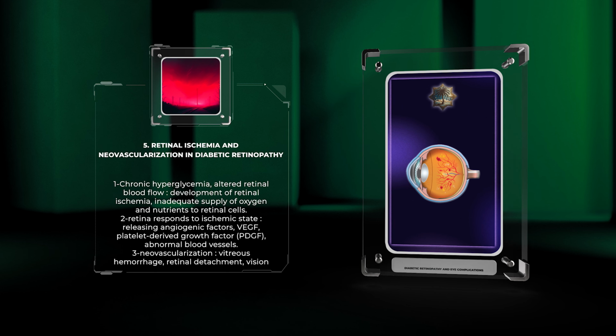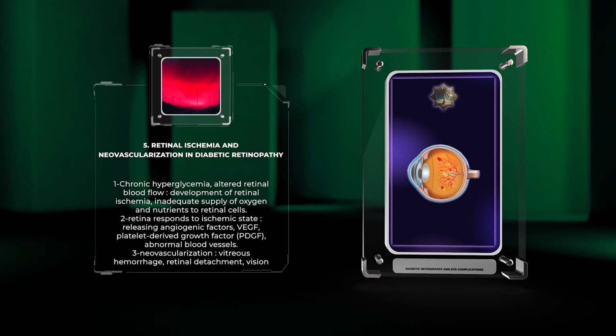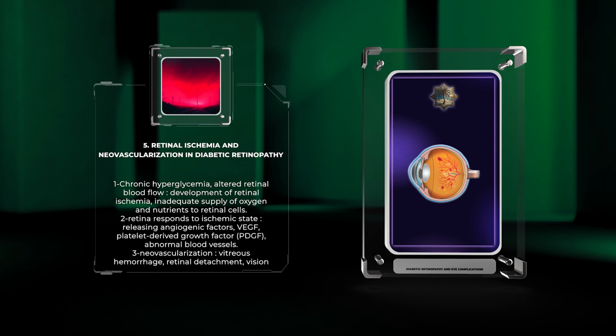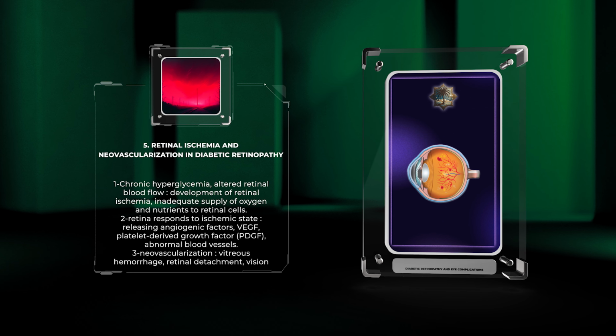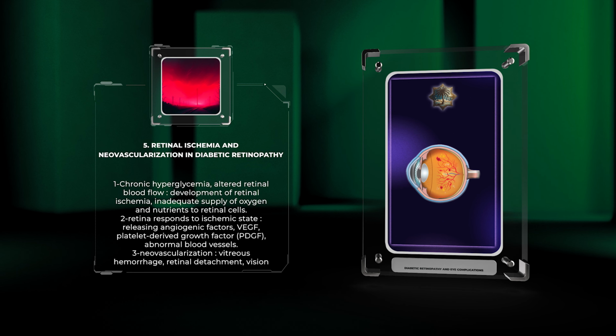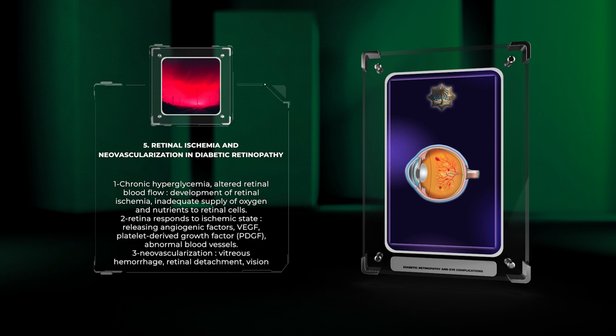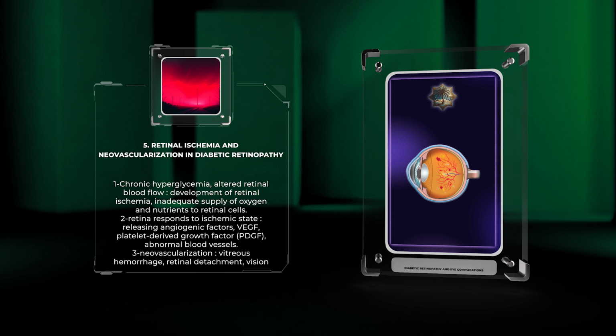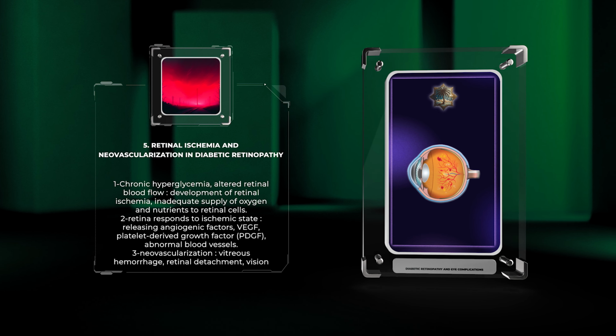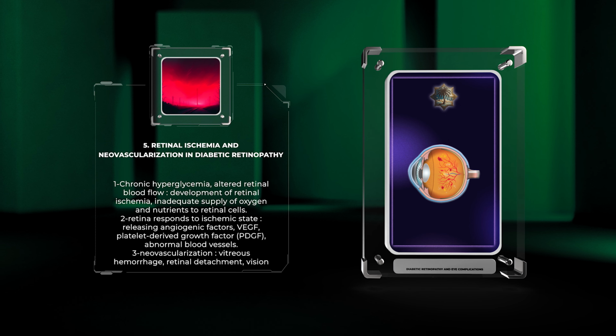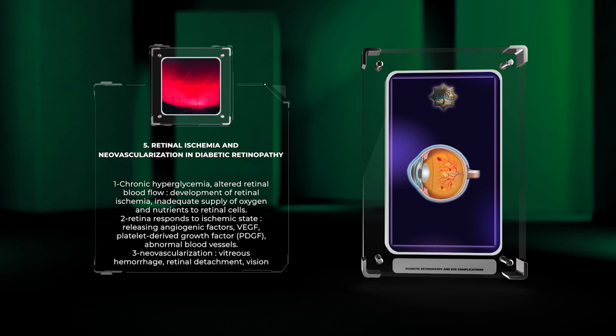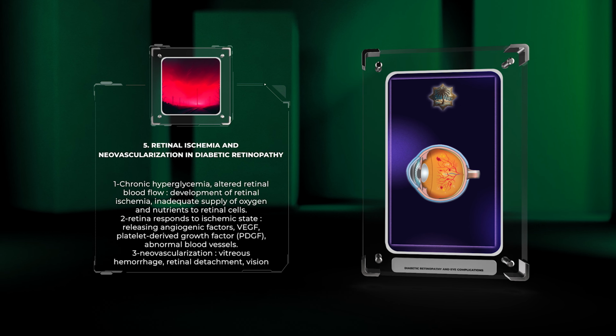Chronic hyperglycemia and altered retinal blood flow can lead to the development of retinal ischemia, characterized by an inadequate supply of oxygen and nutrients to retinal cells. The retina responds to this ischemic state by releasing angiogenic factors, such as VEGF and platelet-derived growth factor, PDGF, which promote the formation of abnormal blood vessels. This neovascularization can lead to complications such as vitreous hemorrhage and retinal detachment, contributing to vision loss in diabetic retinopathy.